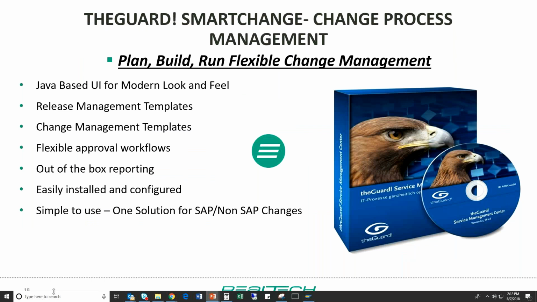The first module we're really going to look at is the change process management module. As I mentioned, it's a Java-based UI for modern look and feel. It has release management templates, change management templates, flexible approval workflows, very easily installed and configured based off of an Apache Tomcat and a web application with a WAR file, and then some web services connections inside of SAP. And we like to say it's a simple to use one solution for all SAP or non-SAP changes.